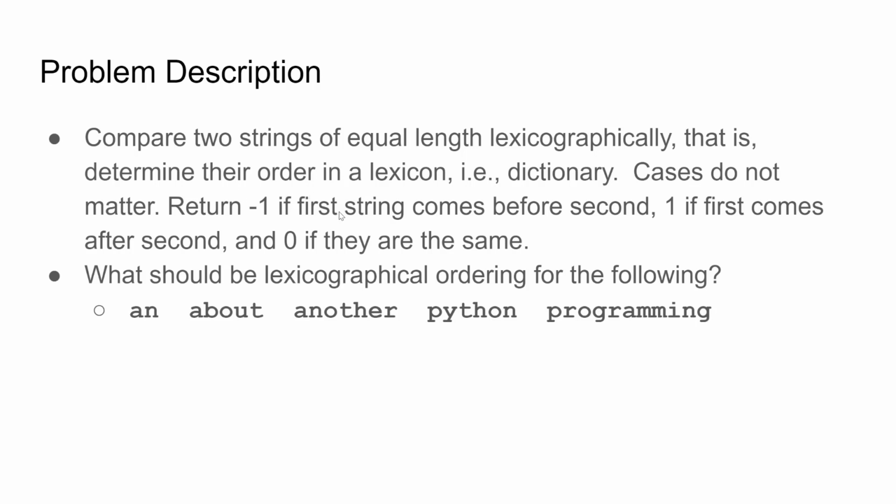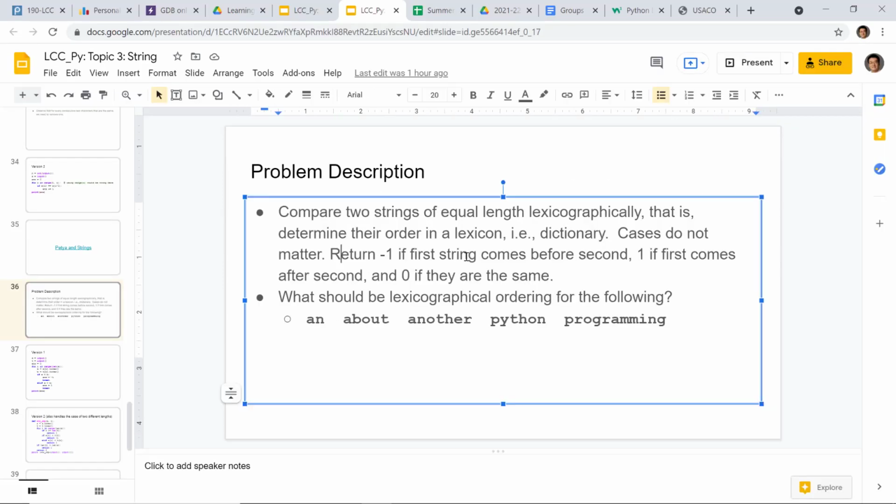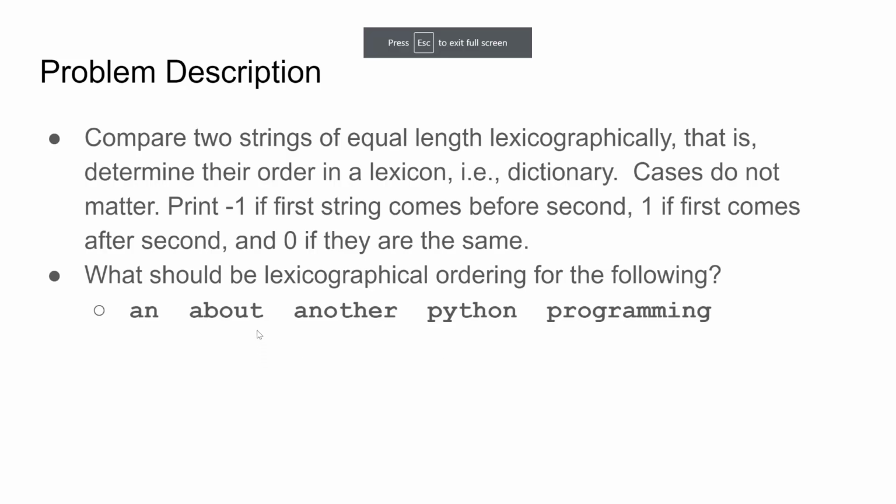And we want to print -1 if the first string comes before the second, 1 if the first comes after the second, and 0 if they are the same string after converting both to, say, lowercase. Just to make sure that everyone understands lexicographical ordering here, try to order these words. This is beyond this question because this question says two strings of equal length. But in general, we could have strings of different lengths, and we may still want to compute their lexicographical ordering.